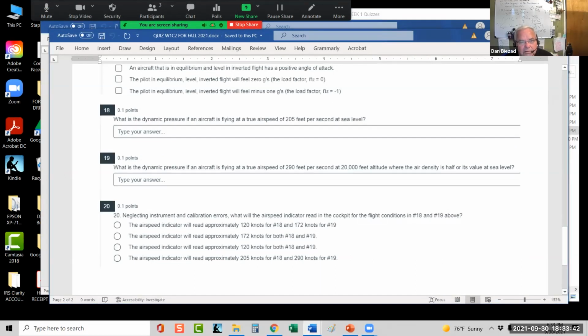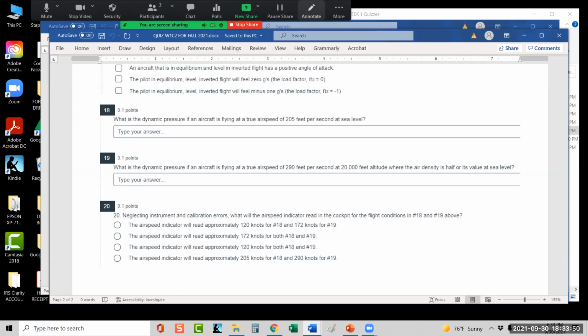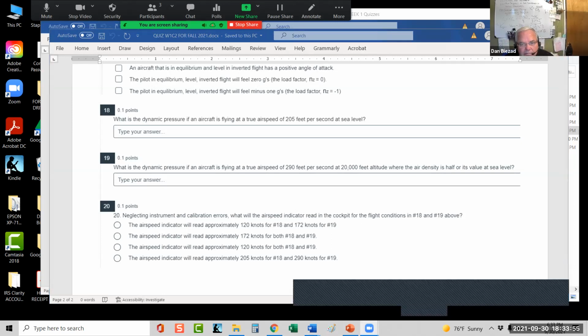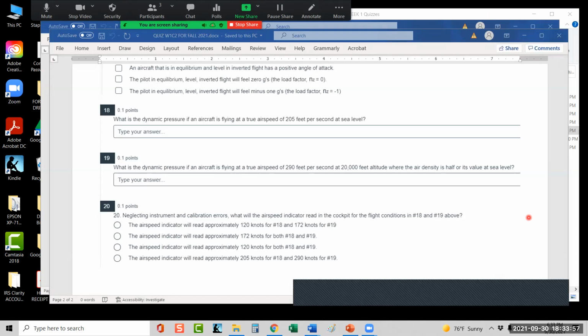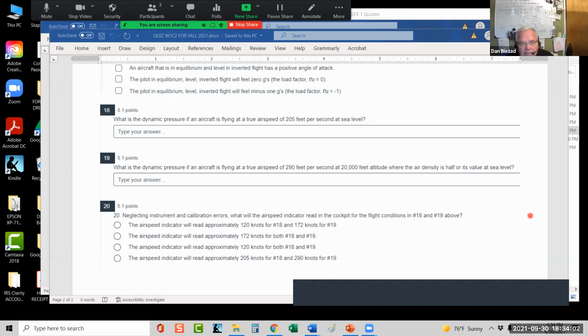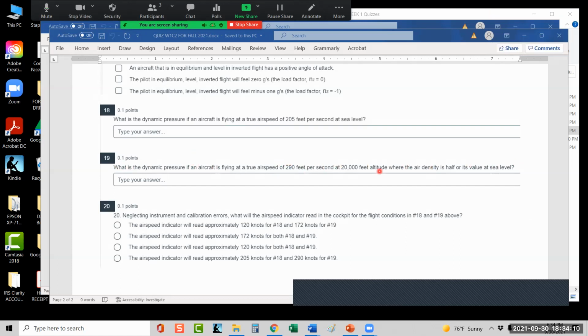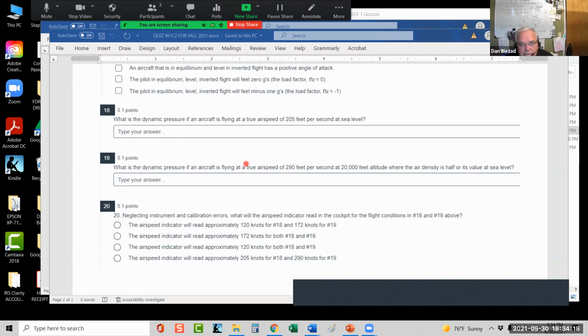That's it. I've been trying to use that one website that you told us about, the Engineering Toolbox, for units, but that should work. I'm not getting 120 knots for both 18 and 19, but I know that that's the answer. So how did you do 19? That's just plugging in the information into the Q equation.